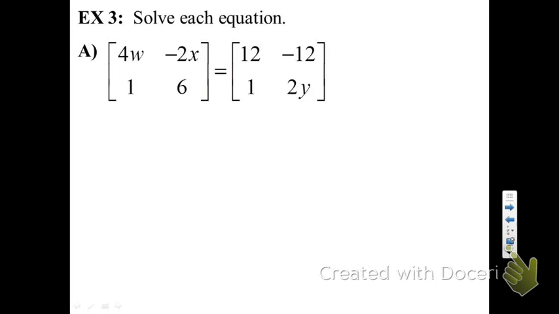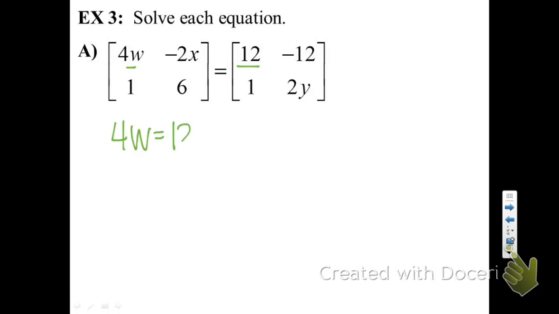Example 3, we actually have a matrix equation. So we have one matrix that equals another. Before you can solve it, check the dimensions. These are both square, and they're both 2 by 2, so the dimensions are equal. Once you have checked that, then you can set up your equations using these values.